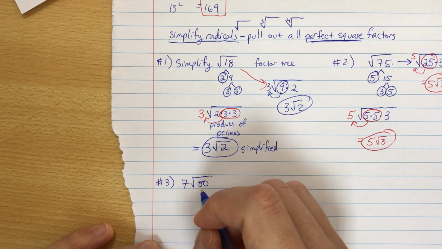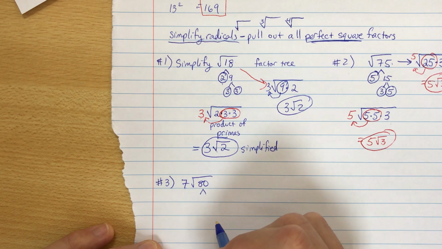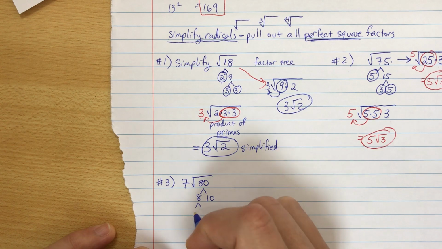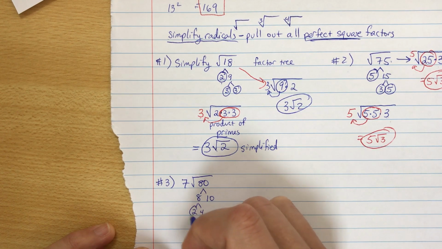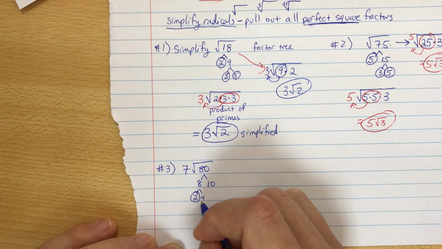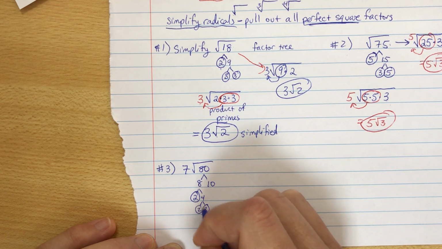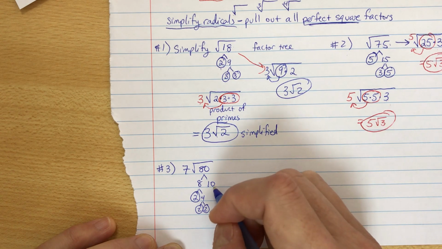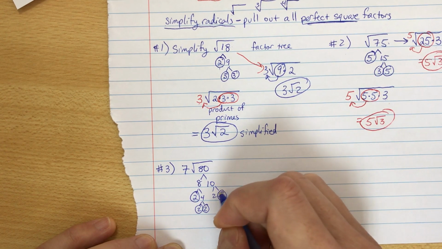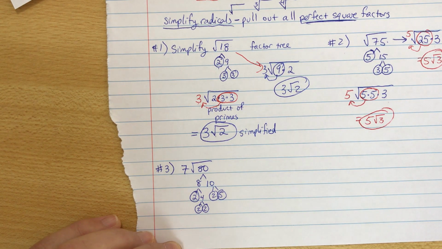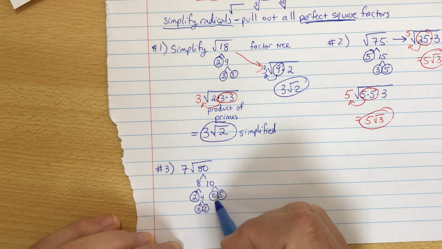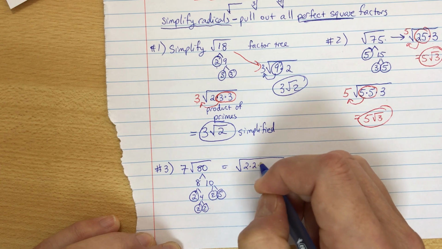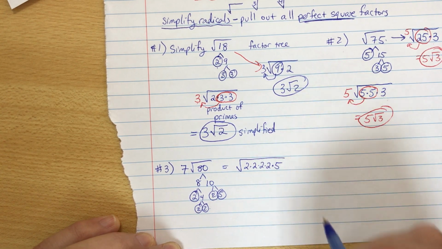I'm going to take the number 80. Let's do a tree here. 8 times 10. Now 8 is 2 times 4. 2 is prime. 4 is 2 times 2. Okay, so now this part is done. These branches are done. 10 is 2 times 5. Now when we rewrite this, we have 4 2's and a 5. So that is 2 times 2 times 2 times 2 times 5.